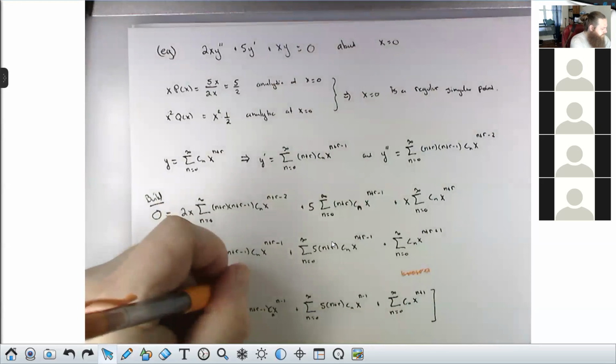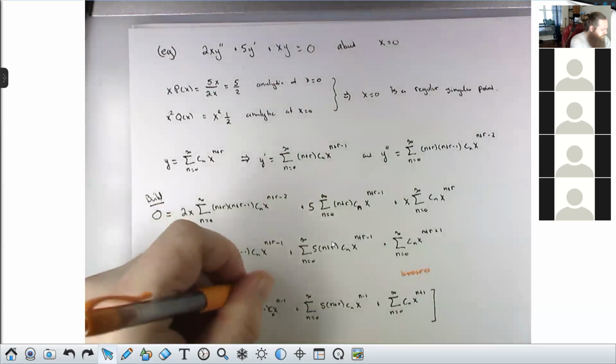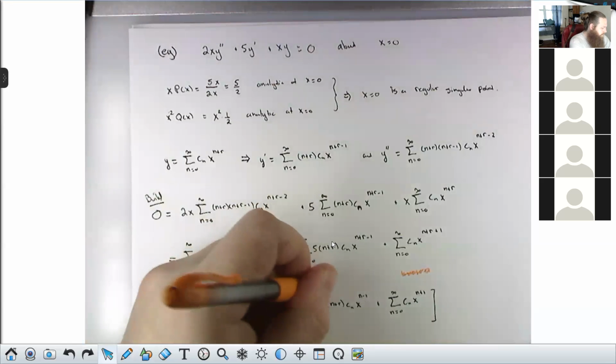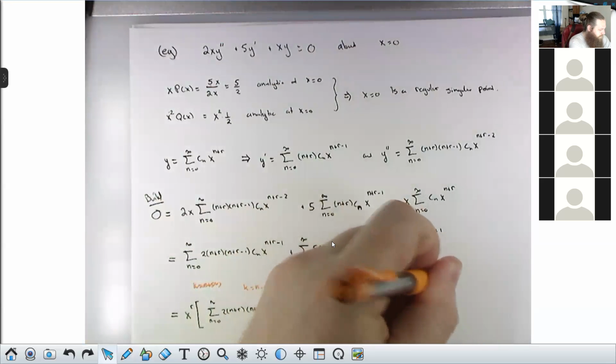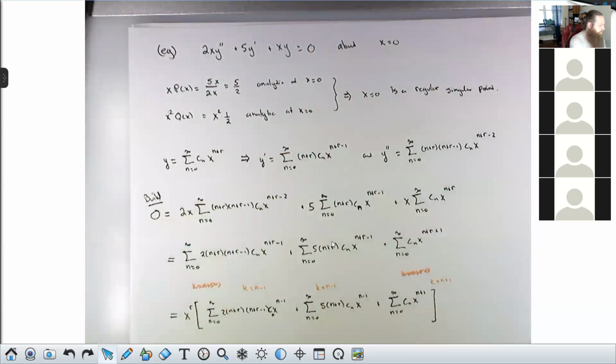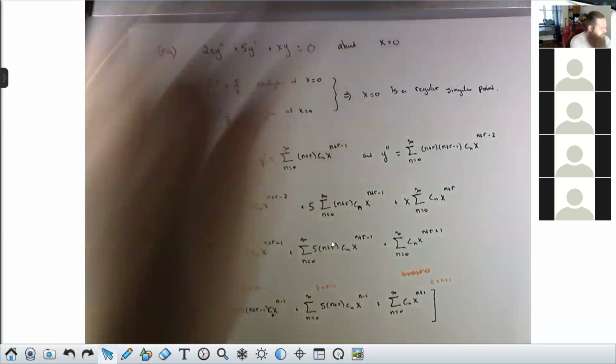Now this first one, first two, I let k be n minus 1. And this one I let k be n plus 1. When n is 0 in this guy, k is -1, and the same is true here. And this guy, when n is 0, k is +1.